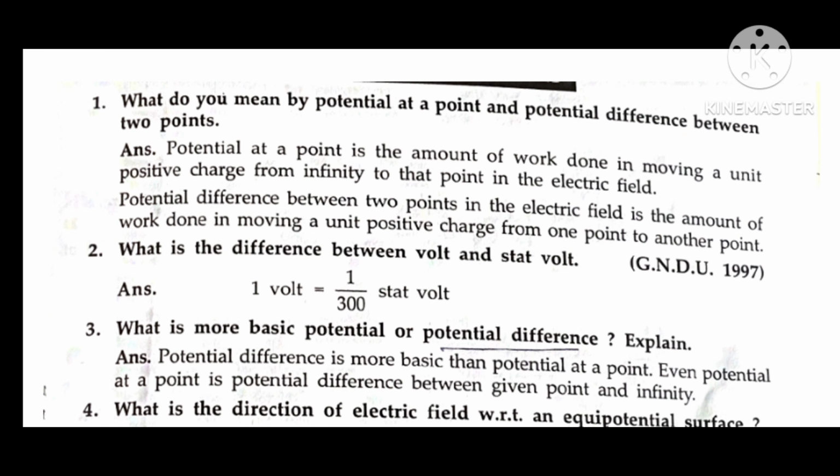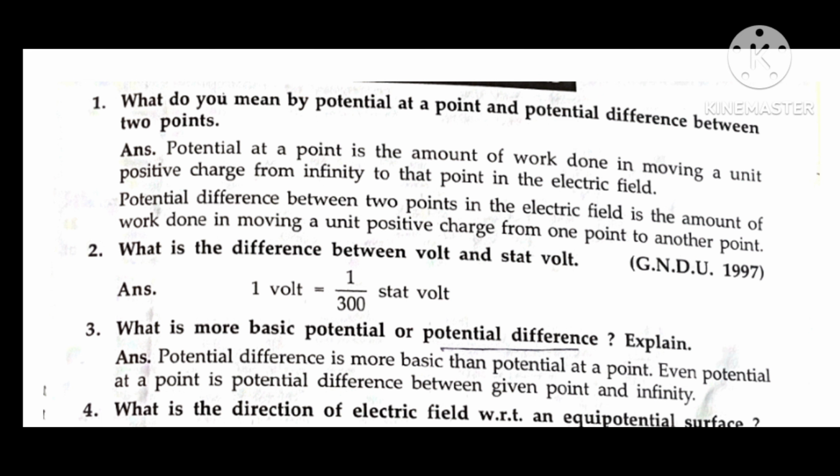What do you mean by potential at a point and potential difference between two points? Potential at a point is the amount of work done in moving a unit positive charge from infinity to that point in the electric field. Potential difference between two points in the electric field is the amount of work done in moving a unit positive charge from one point to another point.